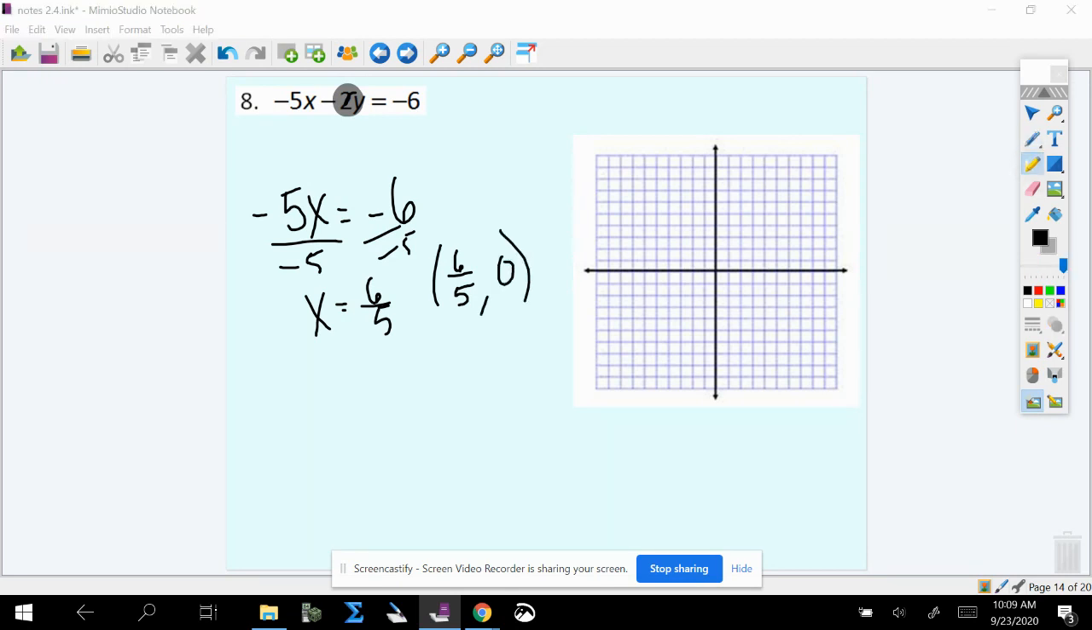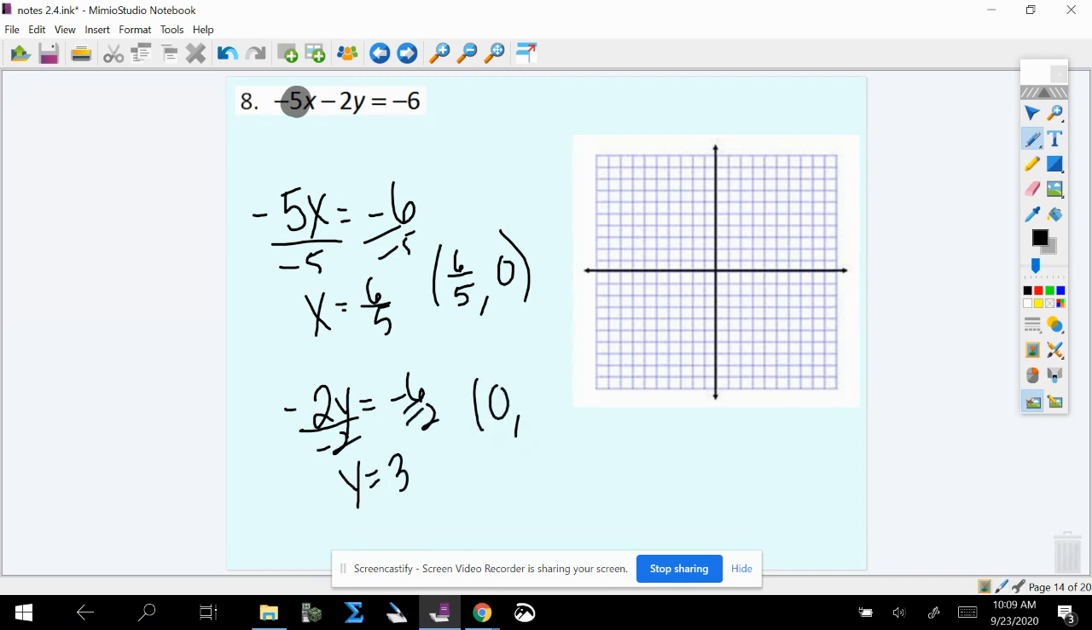And then I'm going to get rid of this cover-up, and then I'm going to cover up the x's to get my y-intercept. When I do that, I'm left with -2y equals -6. Divide by -2, you get 3. That means your y-intercept is at the point 0, 3.